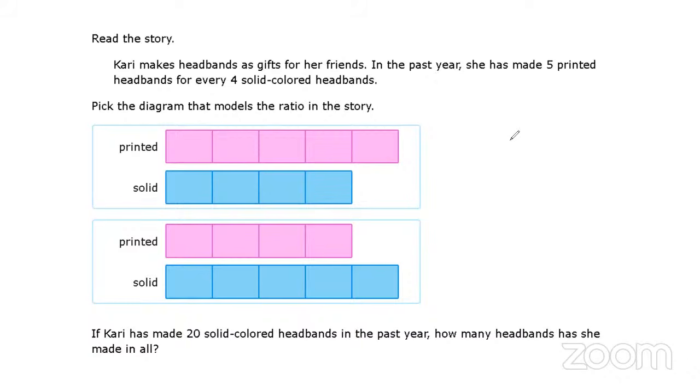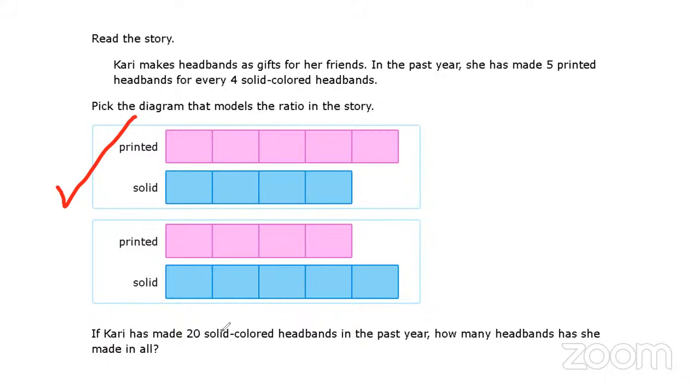5 printed for every 4 solid colors. All right, and I'm seeing everyone saying diagram A. It seems as if it's always diagram A. All right, and then let's see if we are on point to say 5 printed. Let's look at printed. We have 1, 2, 3, 4, 5, and 4 solid, 1, 2, 3, 4. And of course, we have to make sure we look for the ones representing more printed than solids so that we can check to see if the relationship is represented correctly. Very good. All right, so now that we know that, let's go to the question.